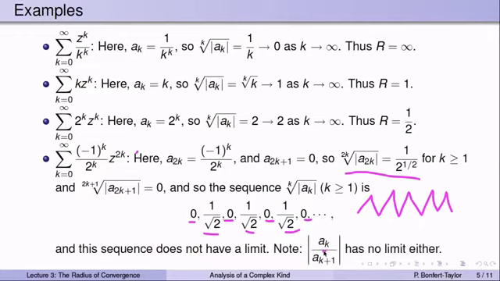Note, a_k over a_(k+1) has no limit either, because again, if I have an even coefficient in the numerator, I'm going to have a 0 in the denominator, that's no good. And if I have an odd coefficient in the numerator, that's 0 divided by something non-zero, that's 0. So it bounces back between 0 and undefined, 0 and undefined. So that's not really good either. So neither the root test nor the ratio test work in this case. Yet, this is a power series, so it has to have a radius of convergence. How can we find it?